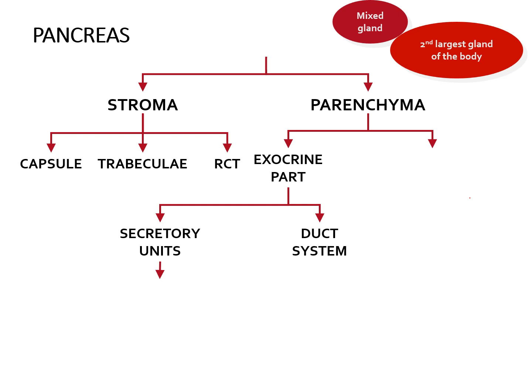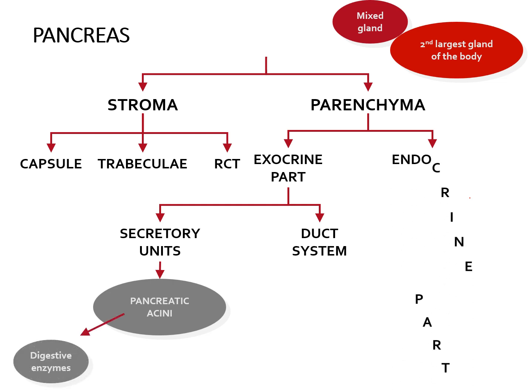The pancreatic secretory unit will be in the form of acini called pancreatic acini, which will secrete the digestive enzymes of the pancreas. The other parenchyma of the pancreas is the endocrine pancreas, and it is responsible for production of hormones which will be released into circulation, with no need for a duct system.